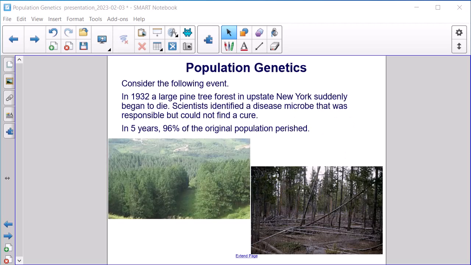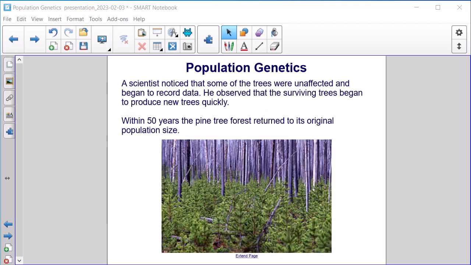Consider the following event. In 1932, a large pine tree forest in upstate New York suddenly began to die. Scientists identified a disease microbe that was responsible but could not find a cure. In 5 years, 96% of the original population perished. A scientist noticed that some of the trees were unaffected and began to record data. He observed that the surviving trees began to produce new trees quickly. Within 50 years, the pine tree forest returned to its original population size.